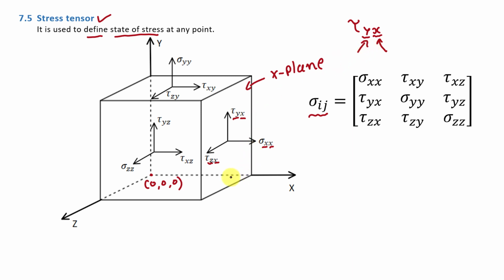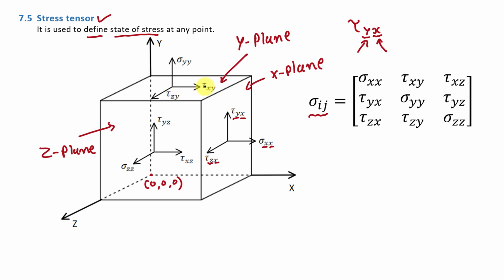Here plane perpendicular to the x-axis is called as x-plane. This plane which is perpendicular to the y-axis is called as y-plane. And this plane which is perpendicular to the z-axis is called as z-plane. Fine. And now you can understand that this sigma yy means normal stress in y direction on y plane of this body. And here in this figure, this sigma is normal stress and this tau is shear stress.